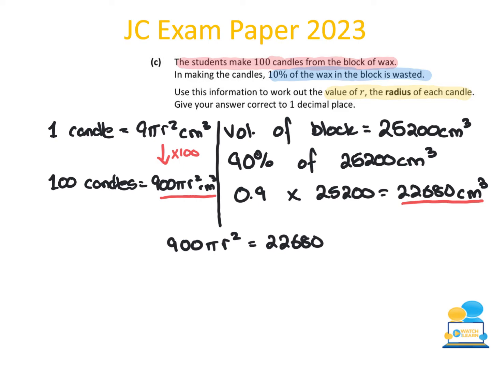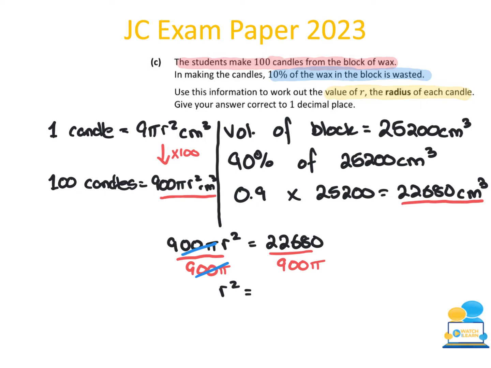So I'm going to start off by removing the 900 pi. 900 pi is attached by multiplication, so to remove it, I will divide by 900 pi. And I must do that on both sides to balance my equation. Once I do that on the left hand side, 900 pi will cancel and I will be left with r squared.